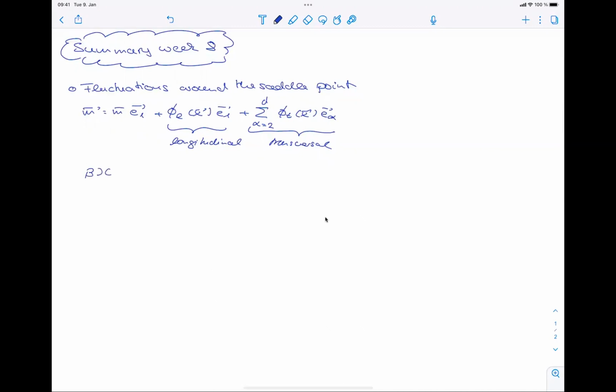And then we find that the effective Hamiltonian, we recover a Hamiltonian for the mean field, which is this one, and then corrections due to fluctuations, which take the form of Hookean spring potentials.